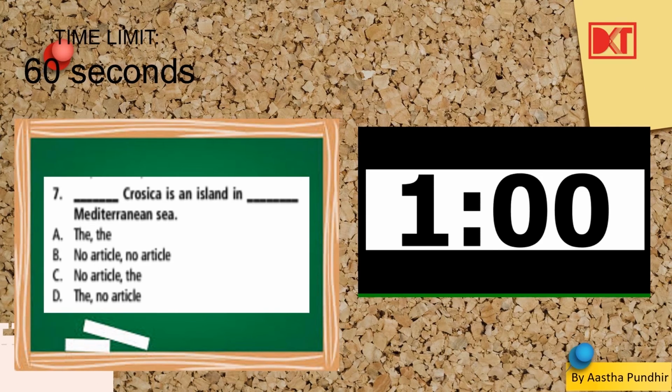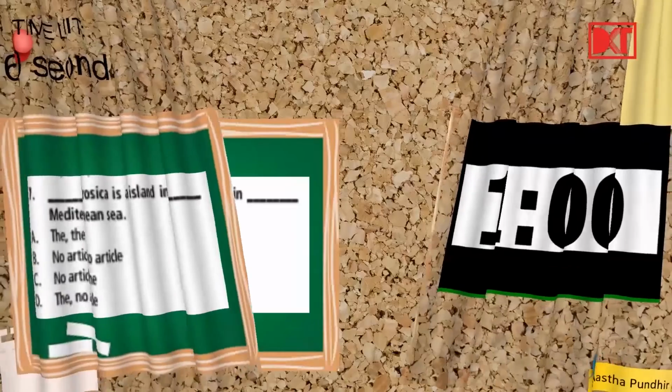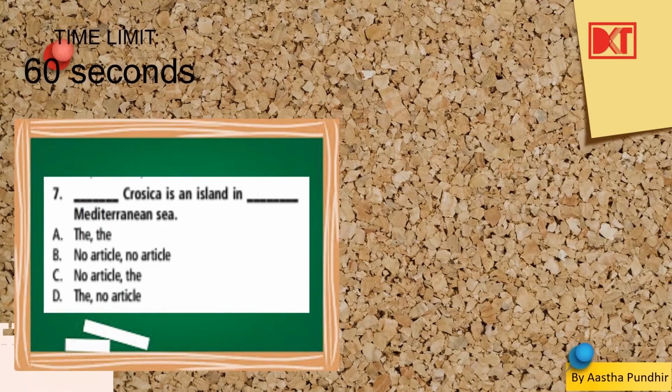Okay, next up we have: dash Corsica is an island in dash Mediterranean Sea. Here we see Corsica, again like explained for France, we don't have to mention any article. Corsica is an island in dash Mediterranean Sea. When we're referring to specific water bodies, we use the article the. So Corsica is an island in the Mediterranean Sea. So the answer is C.